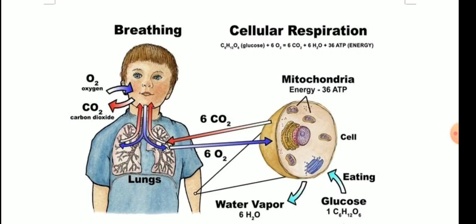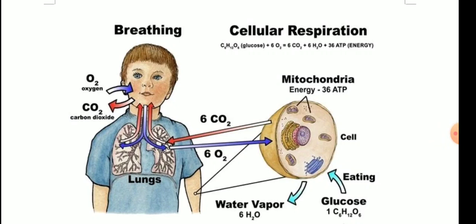When we inhale, the oxygen goes through the nasal passage and reaches the lungs. From there, the oxygen mixes with the blood, so that blood becomes oxygenated blood, or we can say oxygen-rich blood. That oxygen-rich blood, with the help of the blood vessels, reaches different types of cells, or you can say tissues. There the exchange happens: the oxygen is transferred into the cell, and the carbon dioxide present in excess in the cell is transferred back to the blood.